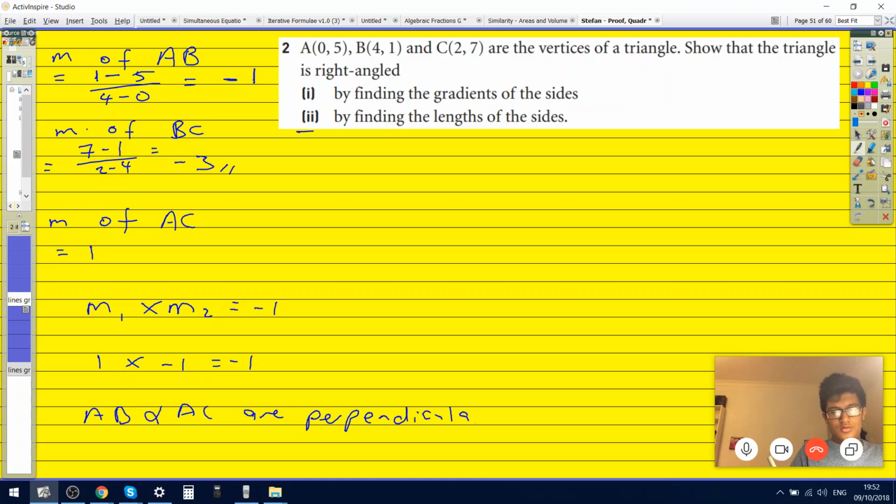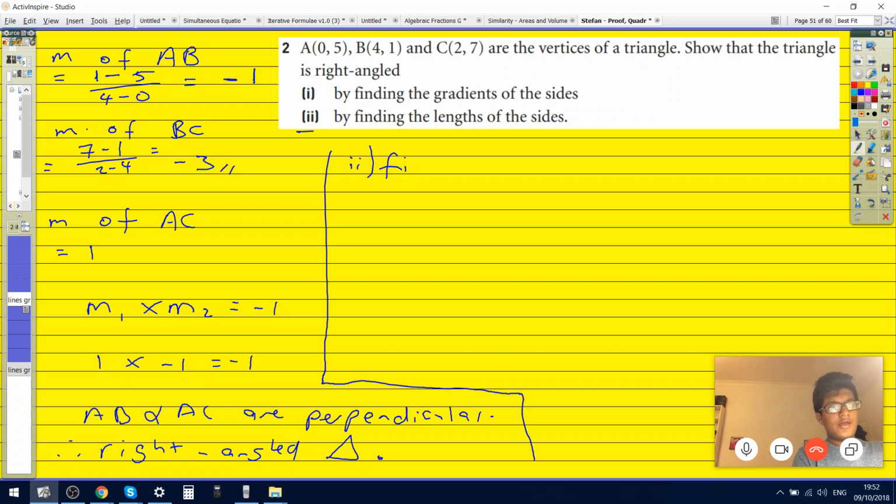And then just in general, how would you do part 2? How do you use Pythagoras to show it's a right angled triangle? Find the length of the sides. Yes, find the length of all three sides. You construct a triangle and then get the lengths for the sides, and then just solve it like a normal one.